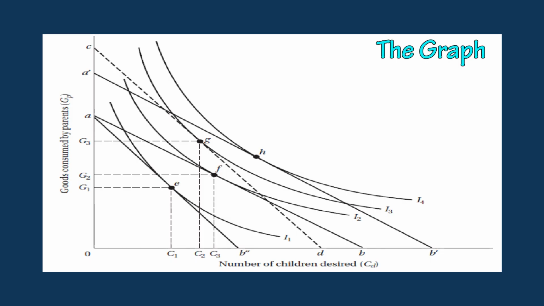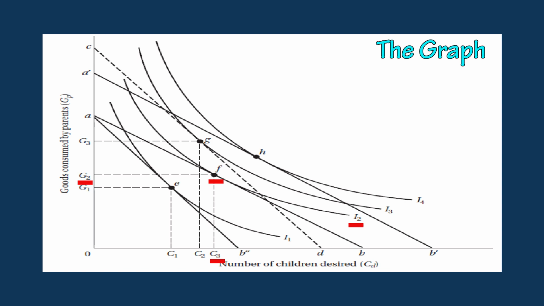Now, diagrammatically, please focus that the optimal combination is represented by point F. This is the tangency point between the budget constraint AB and the indifference curve I2. Therefore, according to the equilibrium point F, C3 children and G2 goods will be demanded. Now, we will consider here three interesting cases.